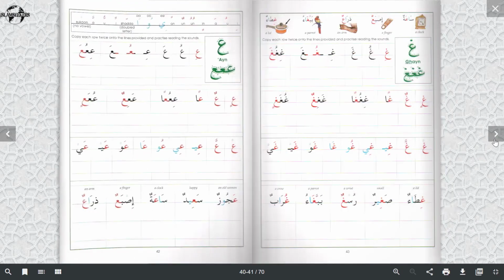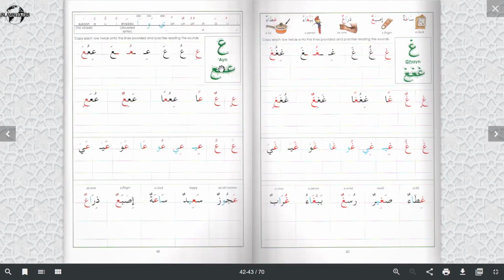Page 42. The letter Ain. Line 1. I-ru-a. Line 2. Ain-un-an. Ru-an. A-i-run. Ru-a-in.